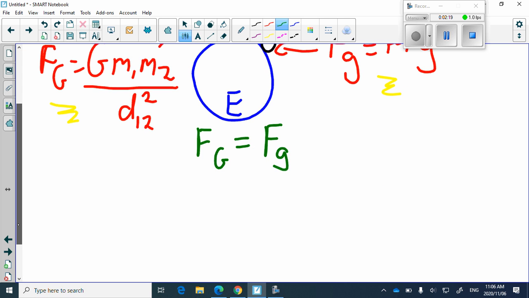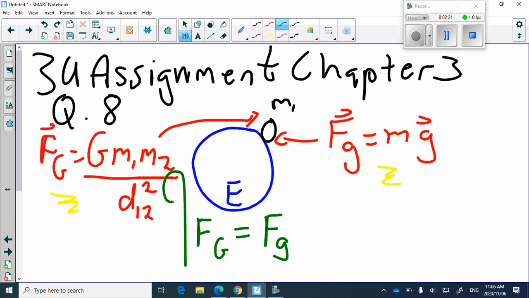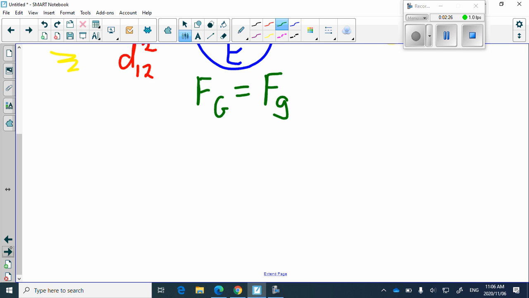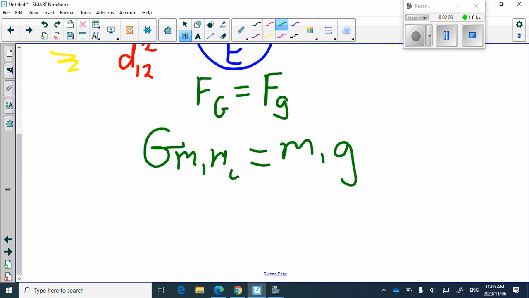So that means, oopsie, I hate when that happens. I don't know why it does that, but it does. So here we go. That means the mass of the first object times g must equal big G, times the mass of that first object, times the mass of the Earth, divided by how far apart they are from each other, center to center. I mentioned that in our notes, center to center.